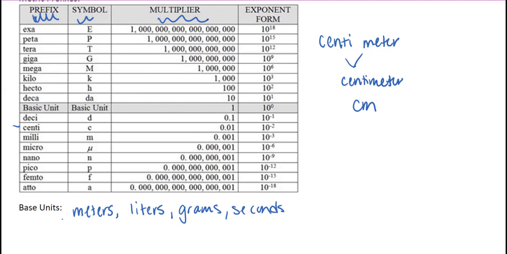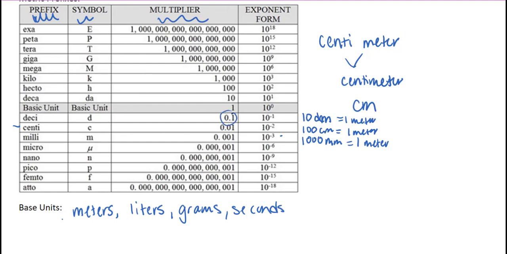So if we go down, we need 10 decimeters, which is equal to 1 meter. If you keep going down, we need 100 centimeters to 1 meter. Then we go down to here, we need 1,000 millimeters to equal 1 meter. So that's what that means when we go down by the multiplier.